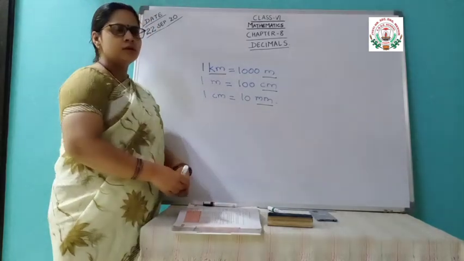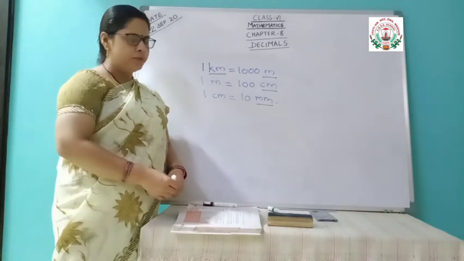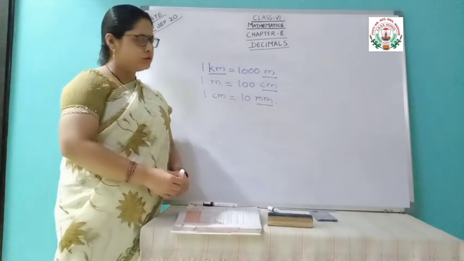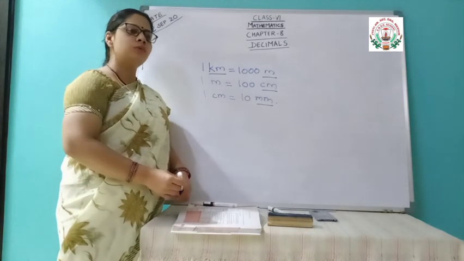So 1 kilometer is equal to 1000 meters. 1 meter is equal to 100 centimeters. 1 centimeter is equal to 10 millimeters. This is very necessary and very important for you to learn.